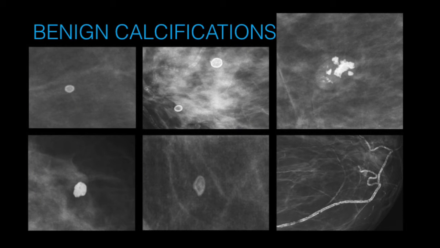So these are some images of benign calcifications which we usually see in day-to-day practice. This is a rounded calcification. These are oil cysts. This is dystrophic calcification within a fibroadenoma. This is a popcorn calcification. The next one is an eggshell calcification, and this is the vascular calcification which has a parallel tram track appearance.